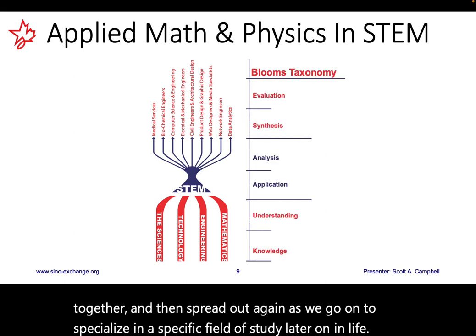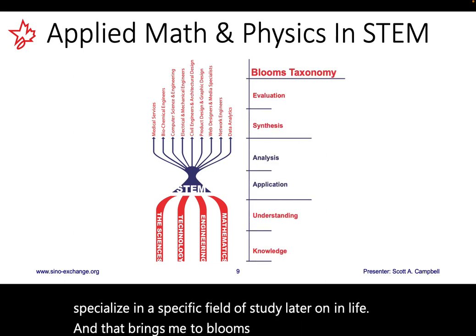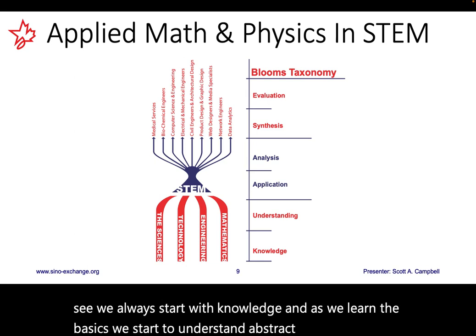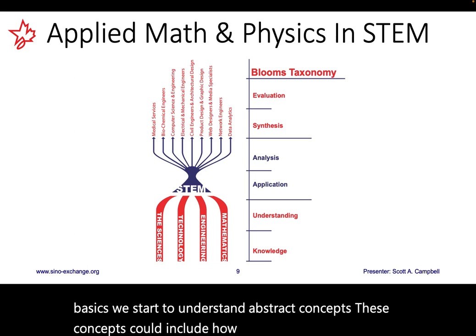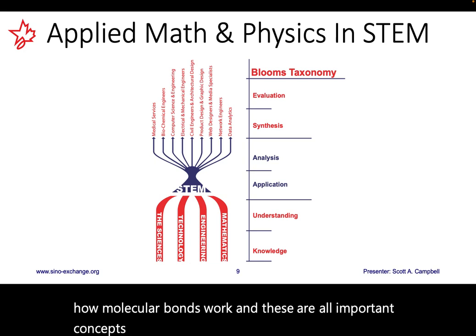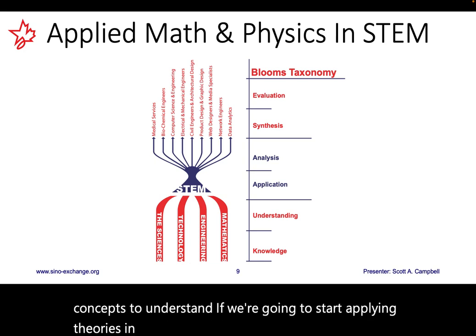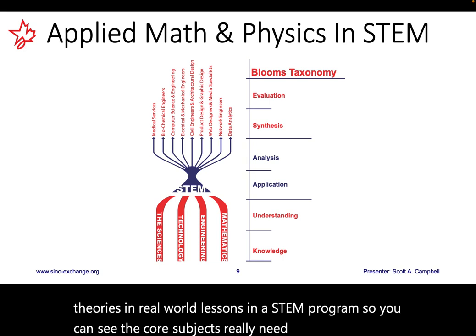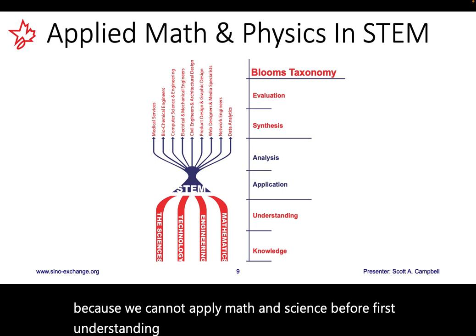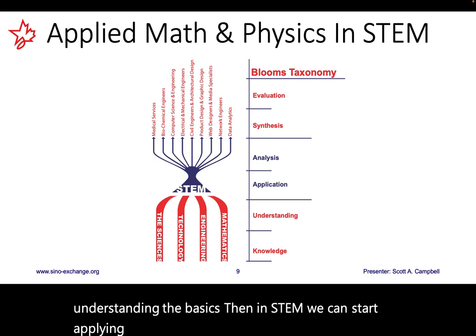And that brings me to Bloom's taxonomy. As you can see, we always start with knowledge, and as we learn the basics, we start to understand abstract concepts. These concepts could include how to solve an equation or how molecular bonds work, and these are all important concepts to understand if we're going to start applying theories in real-world lessons in a STEM program. So you can see the core subjects really need to precede STEM because we cannot apply math and science before first understanding the basics.